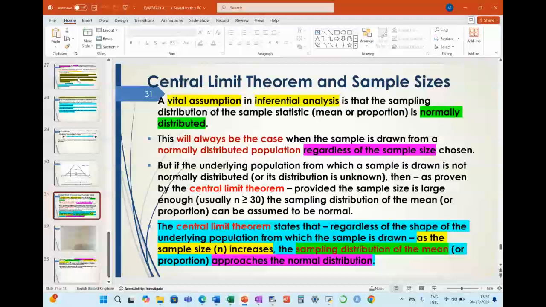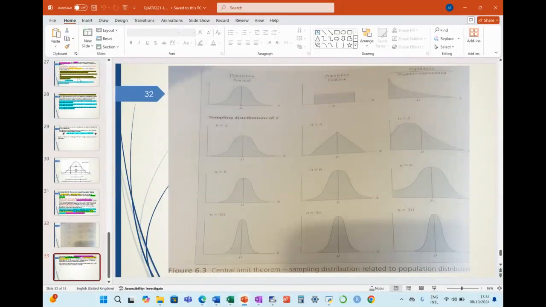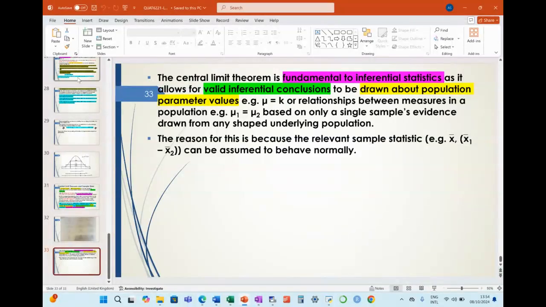And the last one, they're saying the central limit theorem states that regardless of the shape of the underlying population from which the sample is drawn, as the sample size n increases, the sampling distribution of the mean or the proportion approaches a normal distribution. So this is why you try and get as many people as possible in your study. And then here is just an example of different distributions, but again, that's not entirely important.